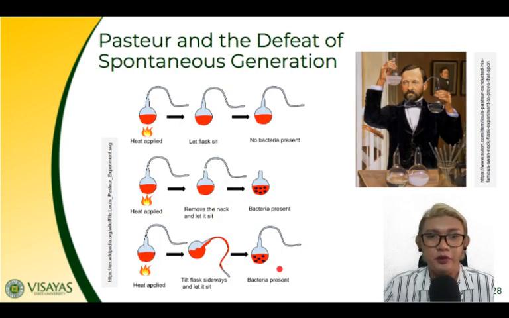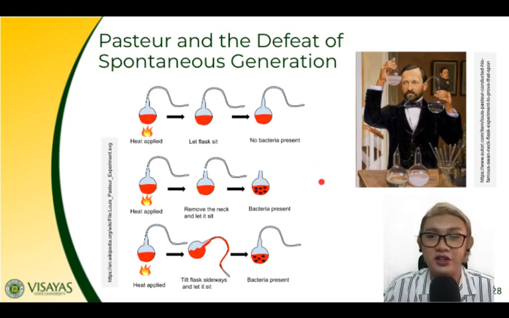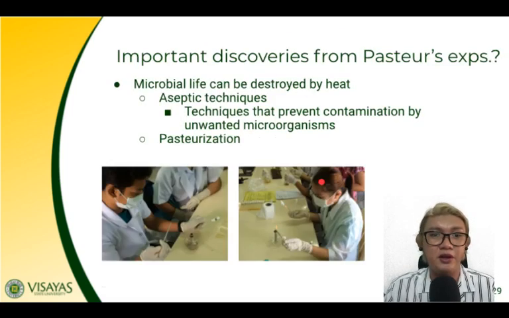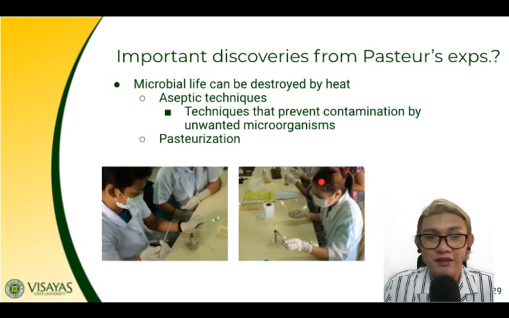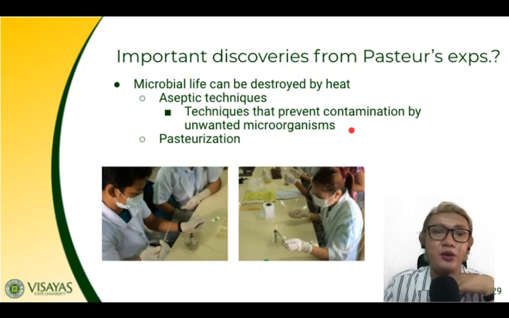Of course, Pasteur and how he defeated spontaneous generation. His works were very relevant for the establishment of the field of microbiology. And what are the important discoveries that we gained from Pasteur's experiments? So now we know that microbial life can be destroyed by heat. With that, aseptic techniques were developed. Aseptic techniques are techniques that prevent contamination by unwanted microorganisms. So in the laboratory, you will be learning how to do aseptic procedures.